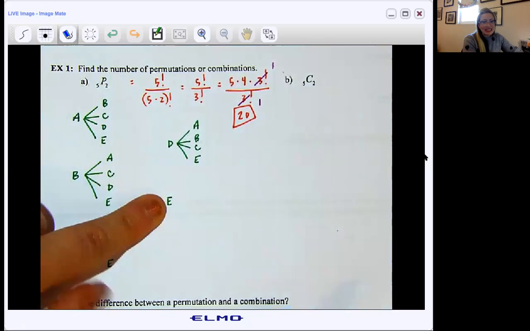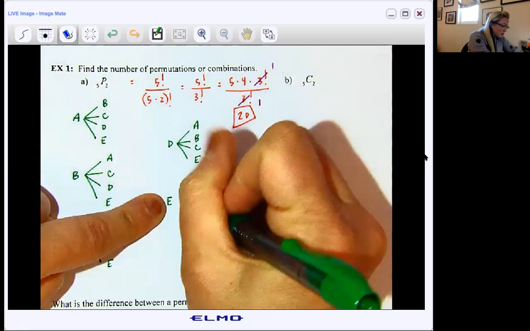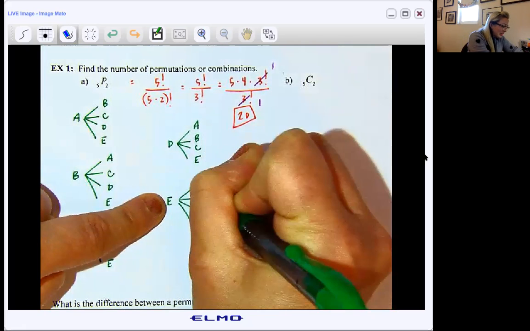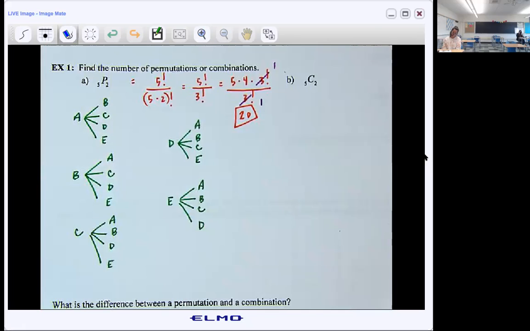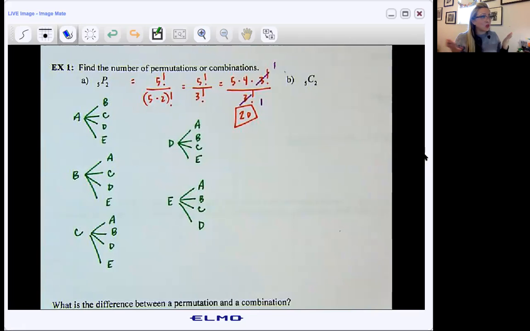And then lastly, if E is my leader, then the recorder could be A, B, C, or D. So you can see the 20 different arrangements, right? Where order matters, there were 20 different possibilities that could shake out here.